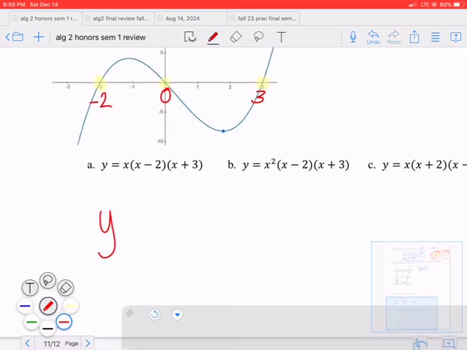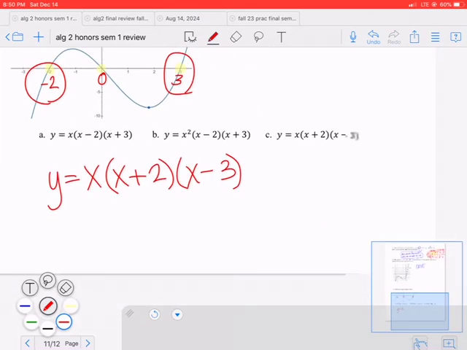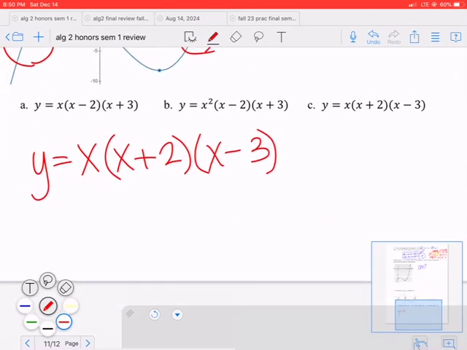So the factor: the 0 means there's an x to the 1, the -2 means the factor is x plus 2, and the positive 3 means the factor is x minus 3. So I'm going to look to see which one has that, and it is this one.